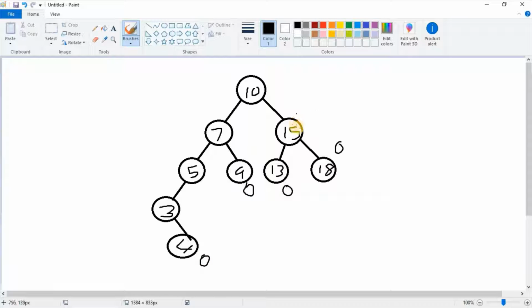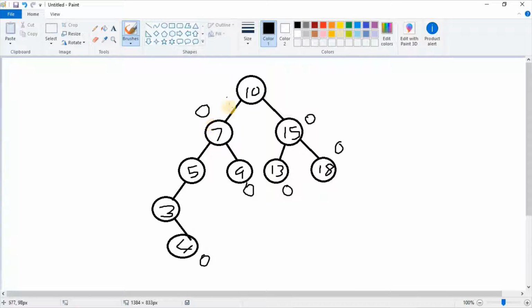Well, the balancing factor of 15 is also 0 because there's one over here like 13 and another over the right side called 18. So if you consider one element is over right side minus another element over the left side, 1 minus 1 gives you 0. So it is 0 over here. It's the same over 7 also, because on the right side we have got one element 9 and on the left side we got another element 5. So when we subtract the number of elements on the right minus left, like 1 minus 1, we get another 0 over here.